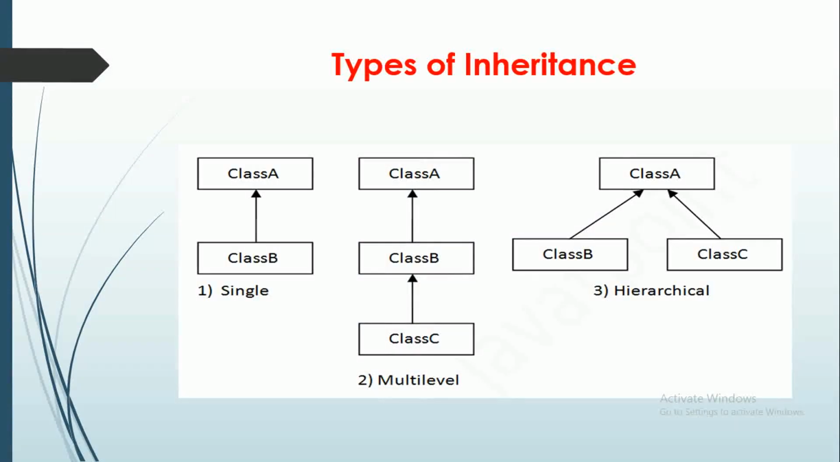Here are the different types of inheritance. In Java, there are three different types of inheritance. First one is single, in which a single parent class is inherited by a single child class. Second is multilevel, in which class B inherits the properties of class A and class C inherits the properties of class B directly and class A indirectly. Hierarchical, in which two classes, that is B and C, inherit the properties of class A.